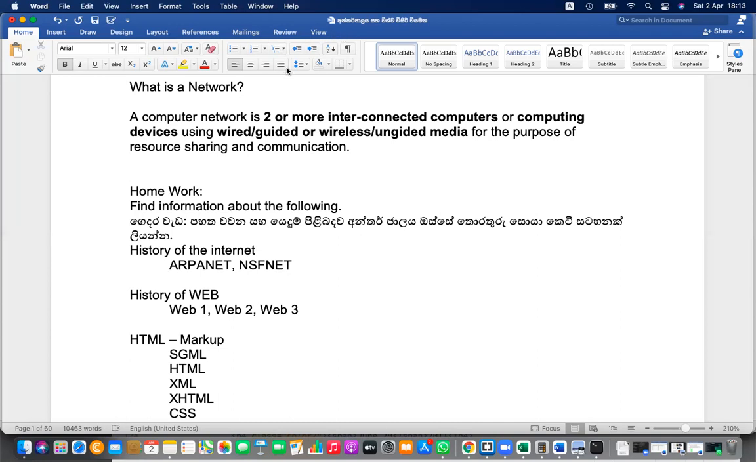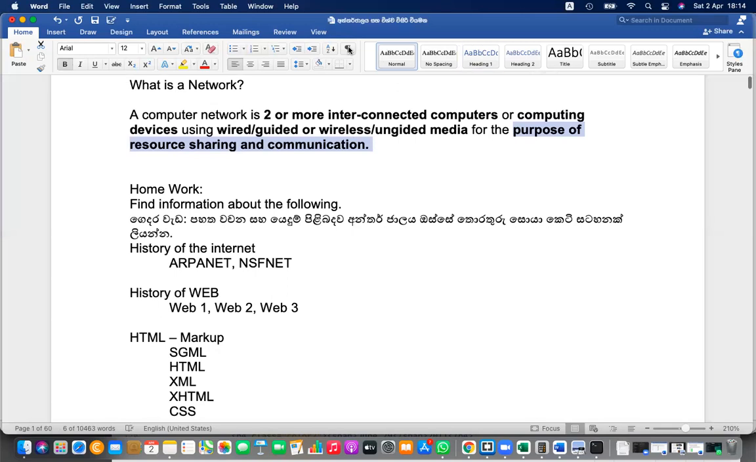Okay, sir. Right. Then two or more computers connected using guided or unguided media. Guided media means wire. Unguided means wireless. Guided means wires, unguided means wireless. So for the purpose of resource sharing and communication. Two reasons why you are connecting these computers: for the purpose of resource sharing and communication. So these are the purposes. If anyone asks this definition, you need to write down this.